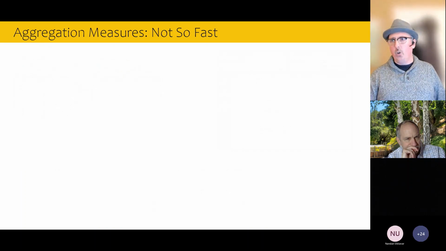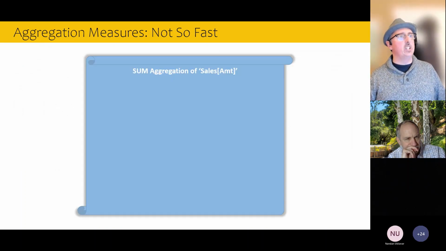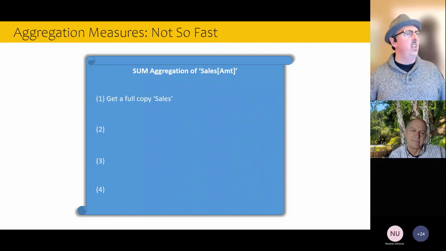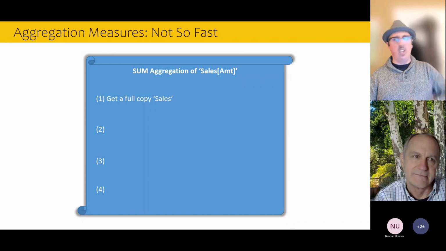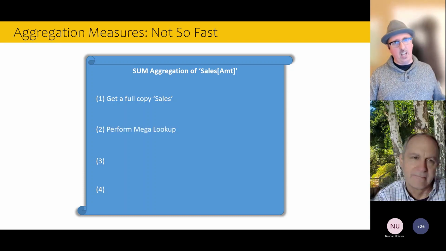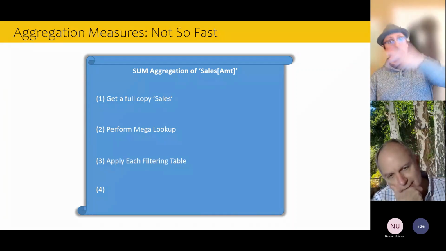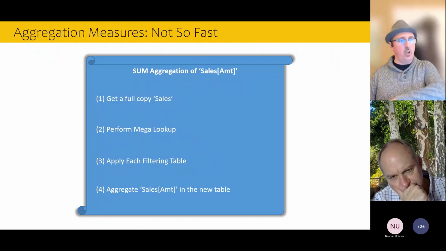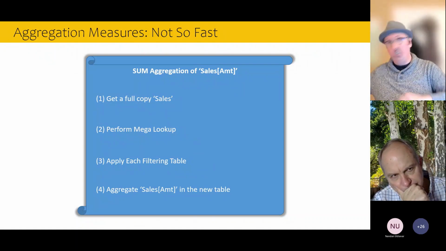So, when we do that aggregation, there are 4 steps that happen. The first step is we get a full copy of sales. The second step is we perform what's called the mega lookup. The third step is we apply each filtering table. And the last step is we aggregate the sales amount column in that new table.